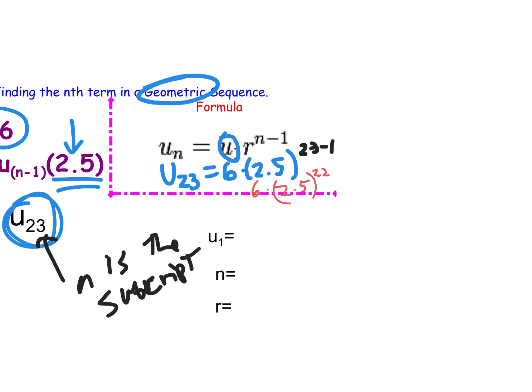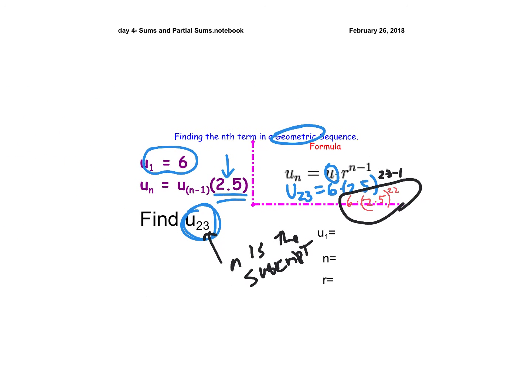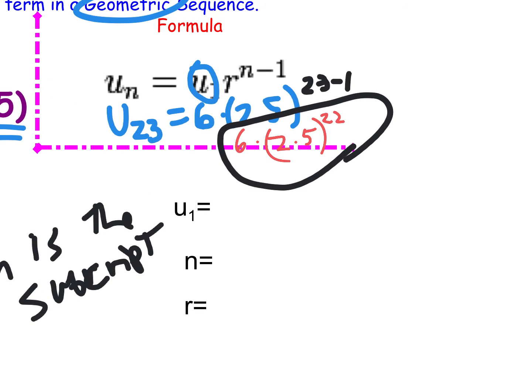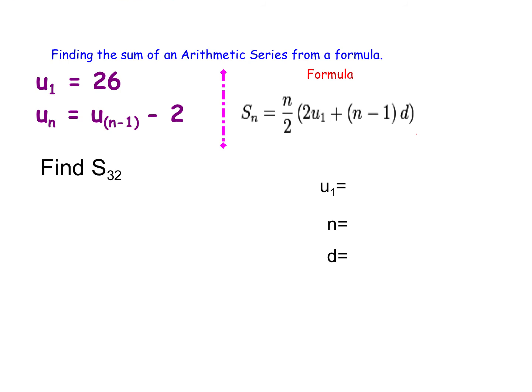Why is it so massive? I mean, that's huge. Because you're finding 23 terms later after you keep multiplying by more than 2. If you multiply just by 2, it gets to be massive. You multiply by 2.5, it's insanely massive. So, basically just follow the formula.